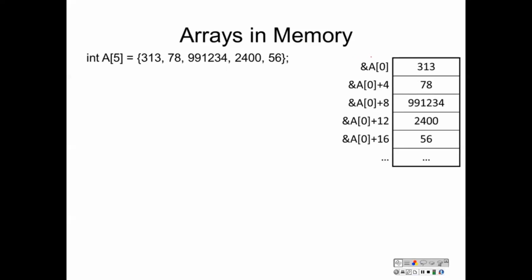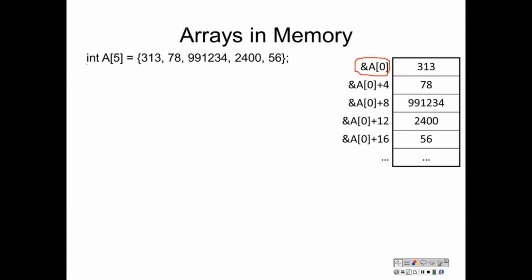The address of A0 is the starting address of the array. This notation, ampersand, means address of in C language. The address of the 0th index of the array is the start of the array. So the 0th value, 313, appears in the word starting at the address of the 0th index of the array. The next word of the array starts at the address of the 0th index plus 4.